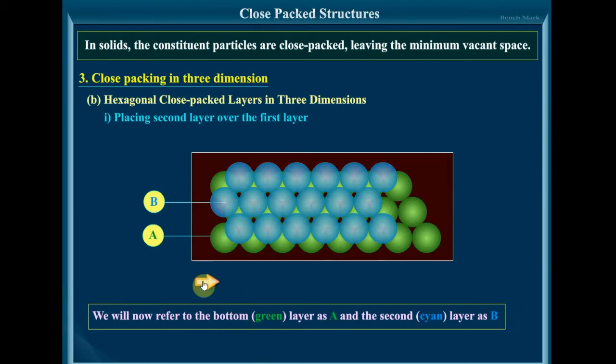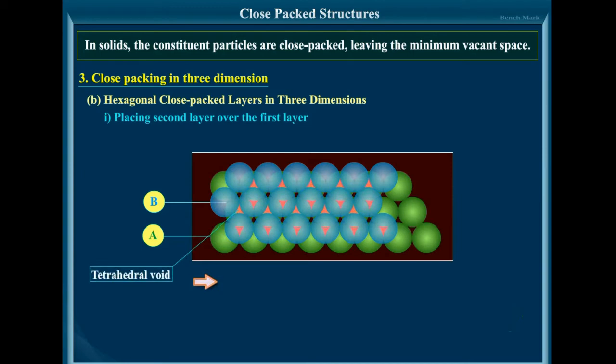Here you can find there is a void. What is a void? A space or a gap formed after the close packing. So there are two types of gaps or voids. These gaps are actually called voids.